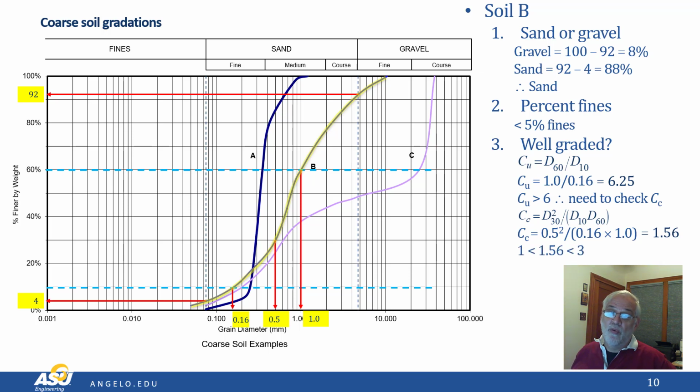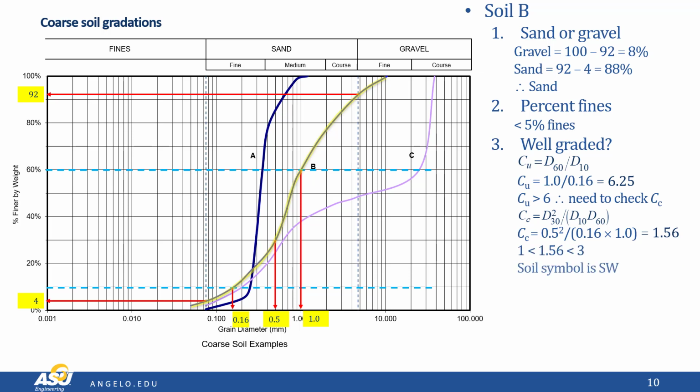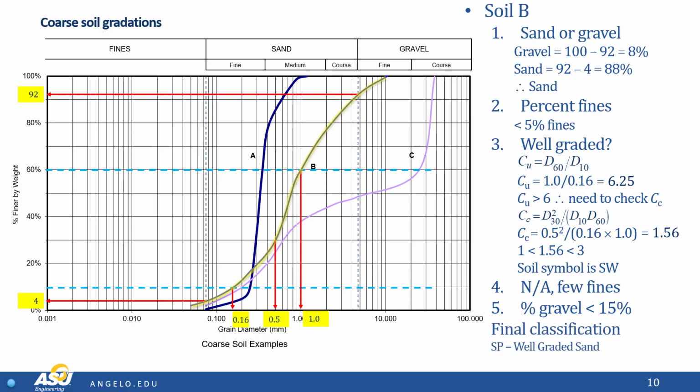This is in the range of 1 to 3, so this soil is well graded and its 2-letter designation is SW. We can skip step 4 because the fines are less than 5%. Our final step is to check the percent gravel, which is less than 15%. So our final classification for the soil is SW, well graded sand.